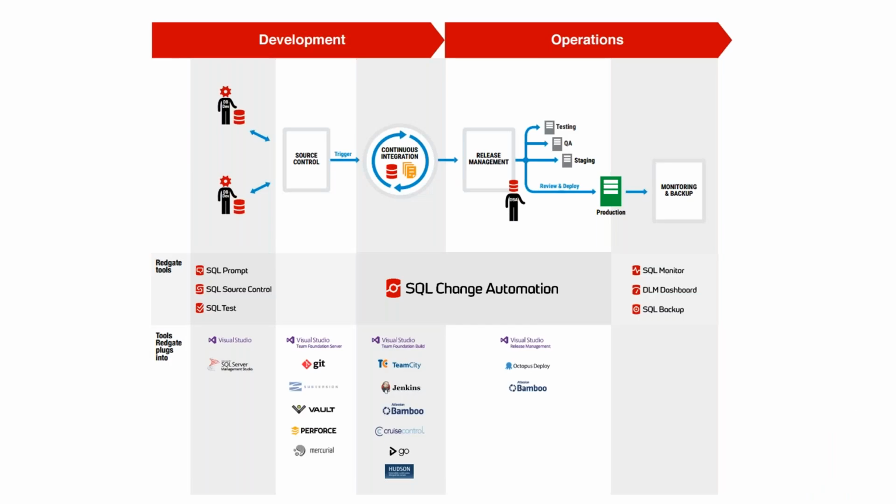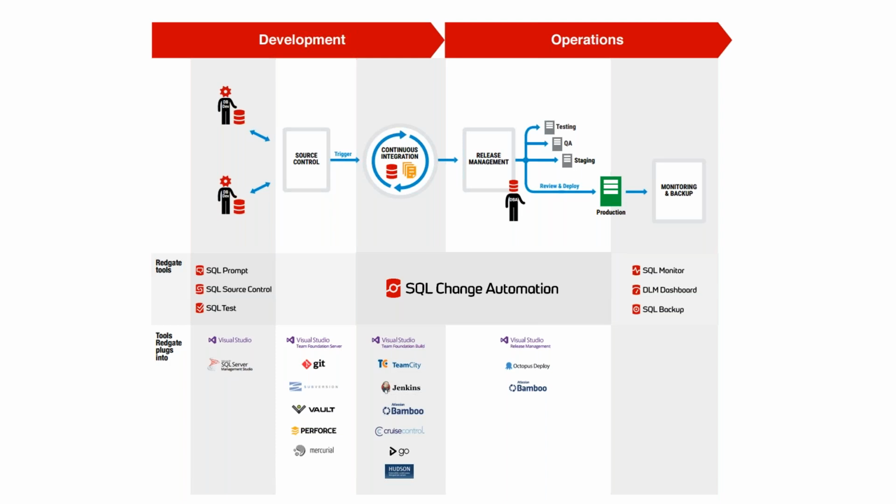As most of you know, one of the core tenets of DevOps is that you check in your code to a version control system. So whether it's via our SQL Source Control tool inside of SSMS, or our SQL Change Automation tool inside of Visual Studio, up to any one of these repository systems that we see at the bottom. We work with Subversion, Git, Vault, TFS, all the major version control systems.